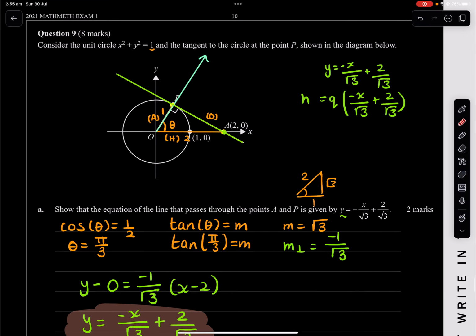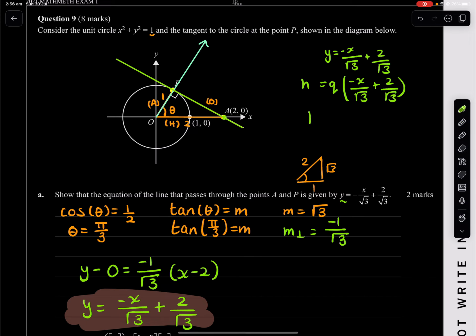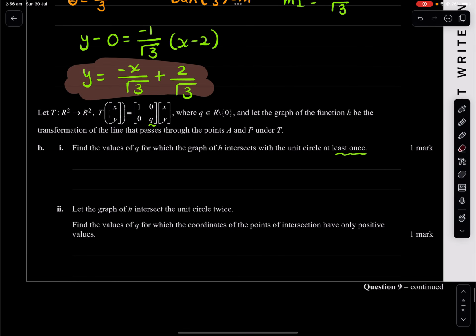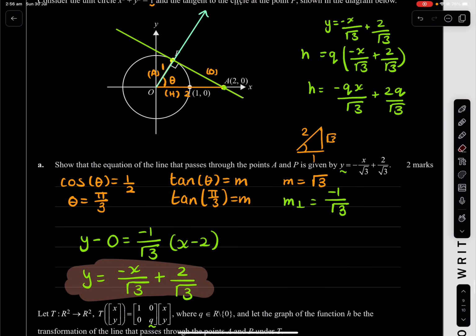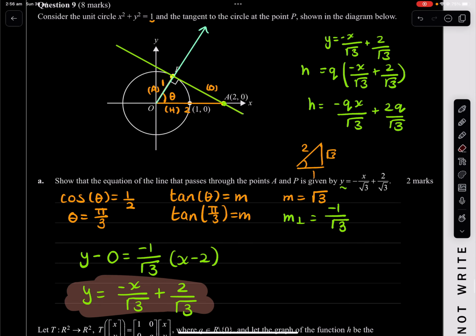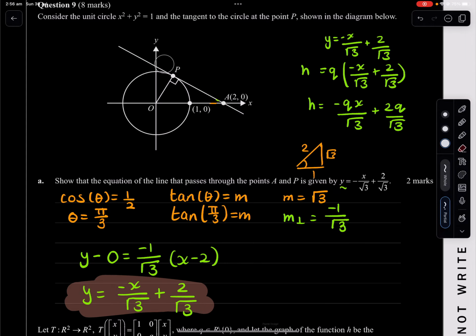So let me just expand this, so it'll be h = -qx root 3 plus 2q root 3. Now, knowing this, find a value for which... Okay, say that q... I'm going to rub everything off here because it's too much. Let me just rub everything off.